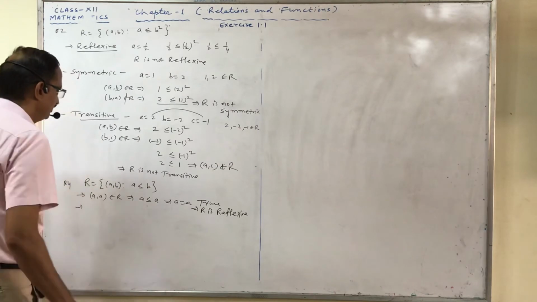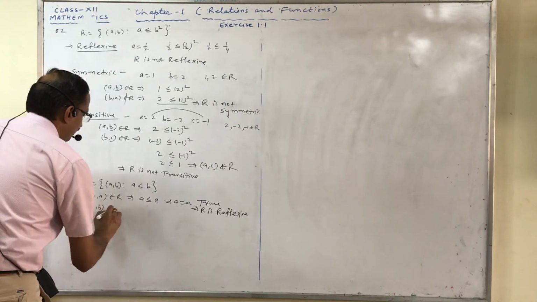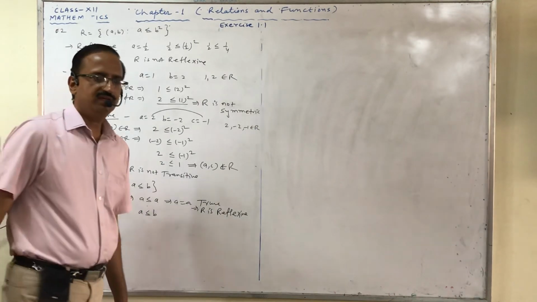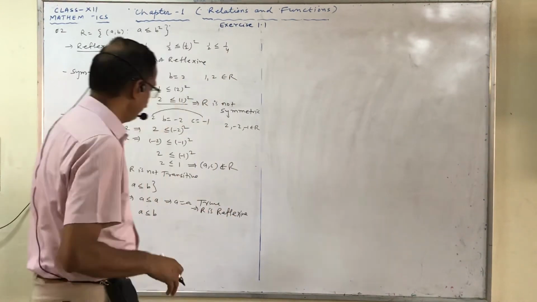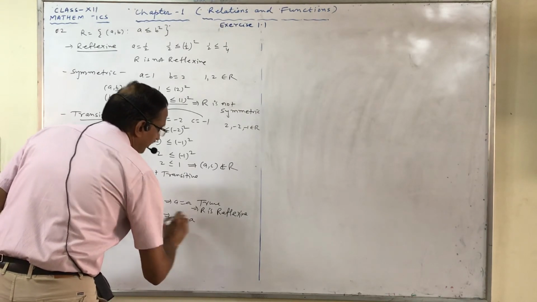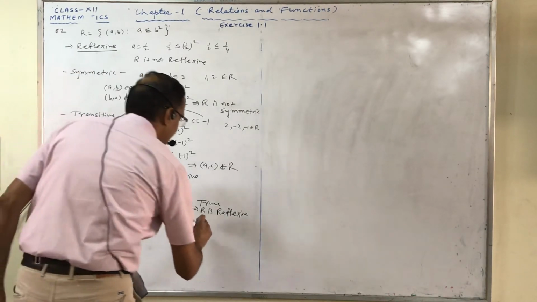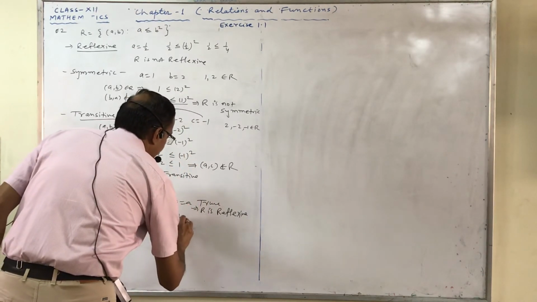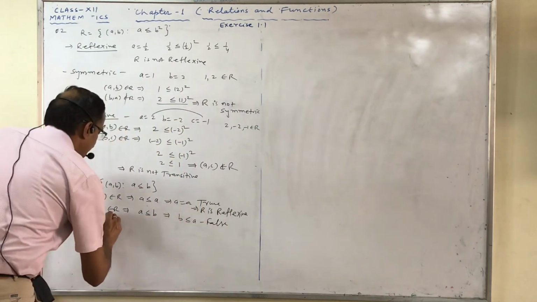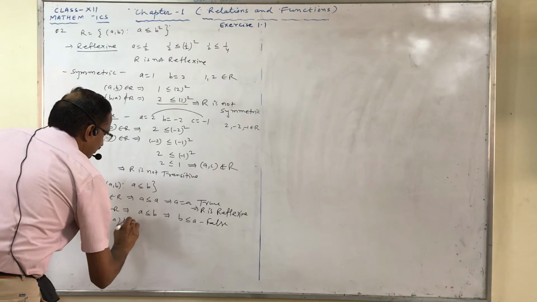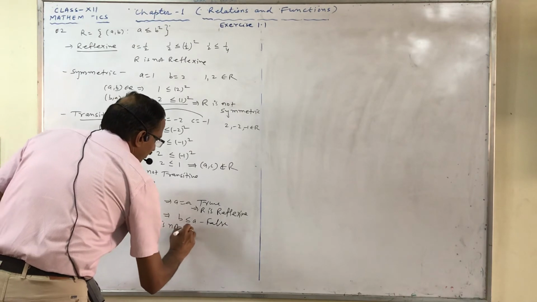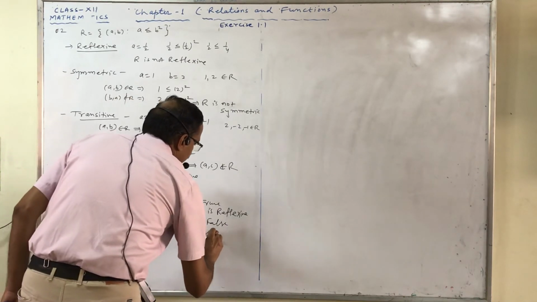Now come to the second. If (a, b) belongs to R, this implies that a is less than or equal to b. Now check whether b is also less than or equal to a. No, when a is less than b, then clearly b is greater than a, not less than. It means if we write b is less than or equal to a, which is false. False means (b, a) does not belong to R. It means R is not symmetric.